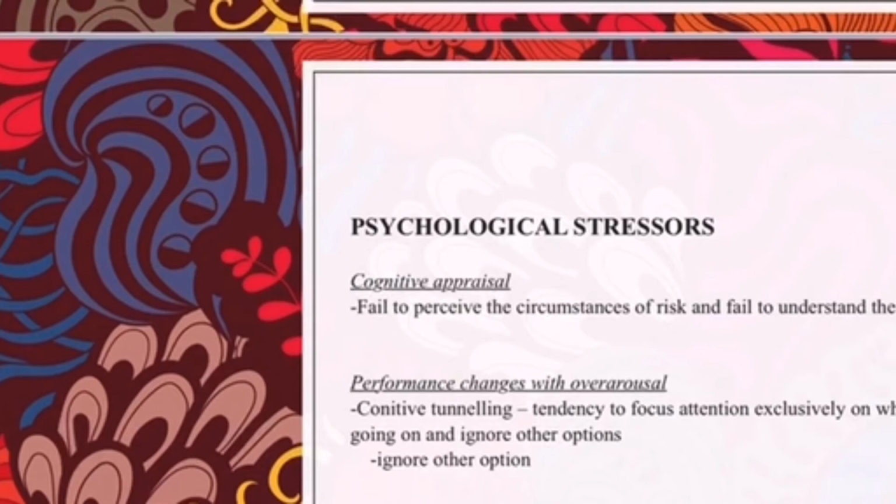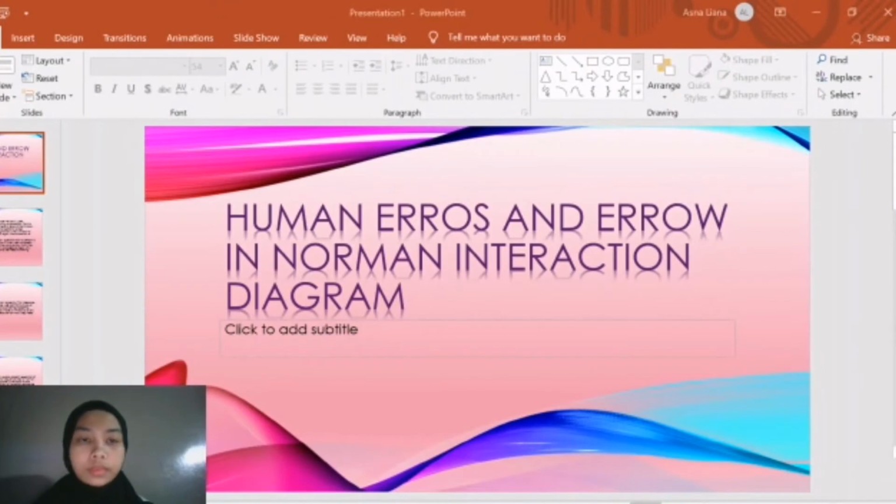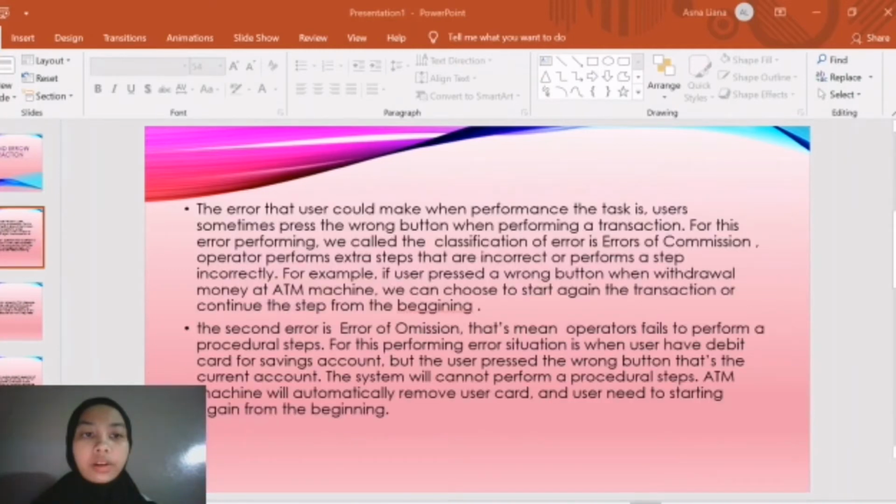The second one is psychological stressor, cognitive appraisals and performance change with arousal. For the cognitive appraisals, failing to perceive the circumstances of risk and failing to understand the risk always happens to a user who uses an ATM for the first time. They feel stressed when they do not understand how to use the ATM correctly, which causes the actions or choices they make to be wrong.